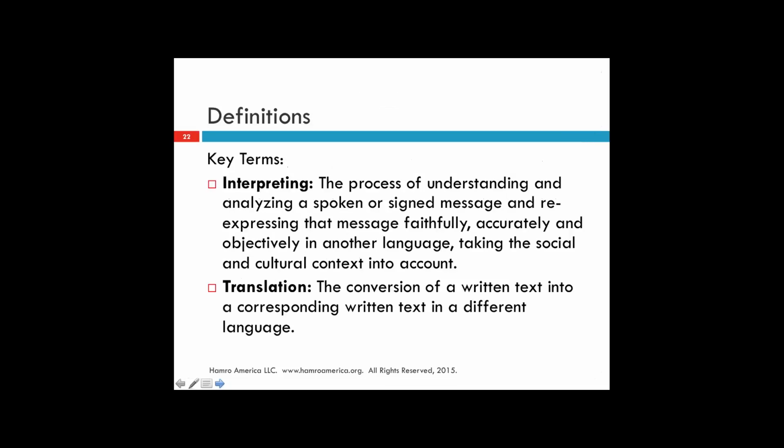So one of the things I wanted to define was interpreting and translation. The reason I want to define these terms is because these are two terms that are always mixed. Interpreting is the spoken word. Translation is written. So when we refer to interpreters, they're most of the time referred to as translators. Translators write, interpreters speak. Interpreting is the process of understanding and analyzing a spoken or signed message and re-expressing that message faithfully, accurately, and objectively in another language, taking the social and cultural context into account. And translation is the conversion of a written text into a corresponding written text in a different language. So it's written and spoken. That's the difference.